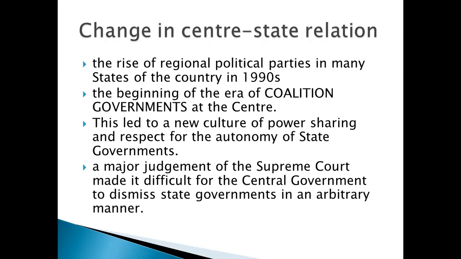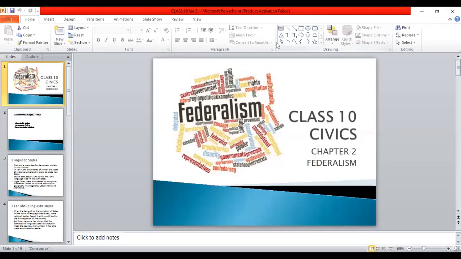So this way, after the 1990s, we notice that the center-state relations actually changed, and now the federal units, the state governments, started using their federal powers, the powers given in the constitution, independently without any pressure from the central government.